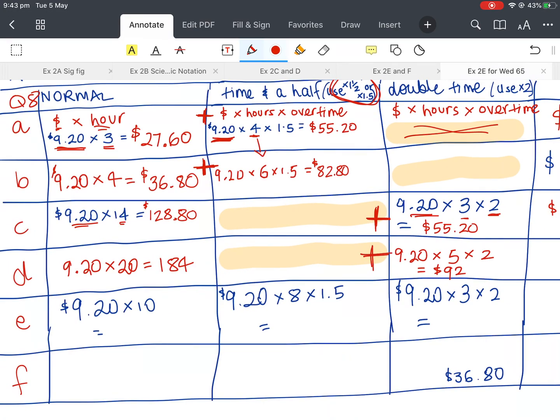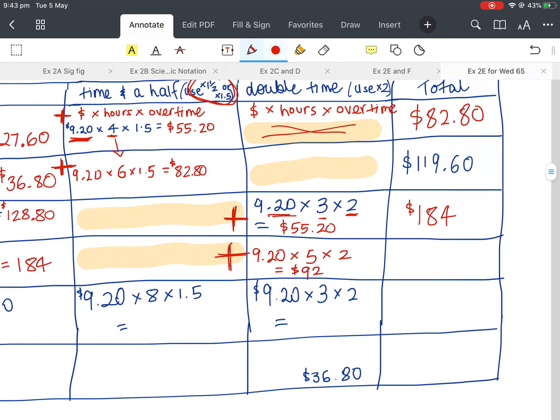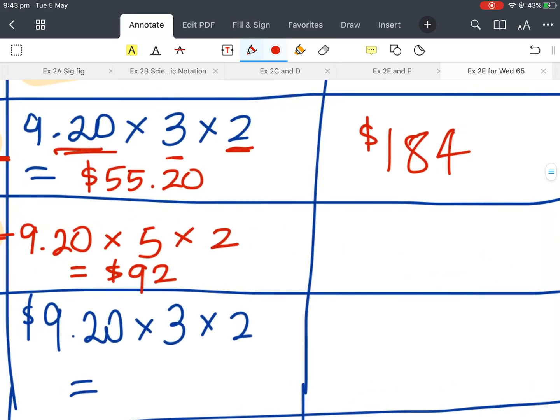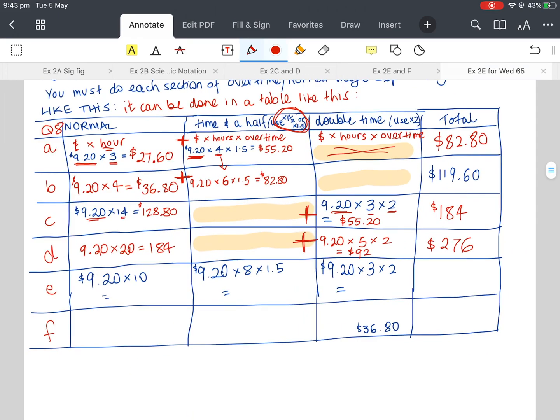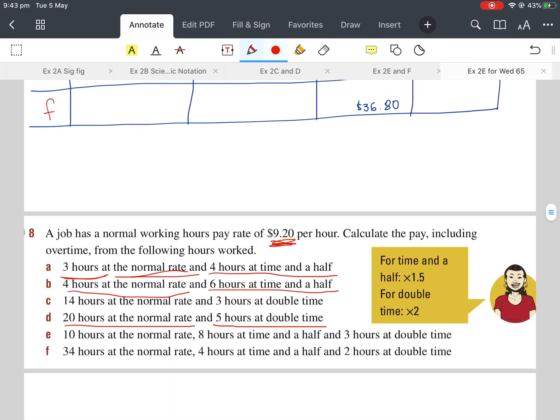And what do I do to those two amounts once I figure them out? I must add them together. So 92 plus 184, do that on your calculator. Please pause if I'm going too fast. And I got 276. All right, next one, E.